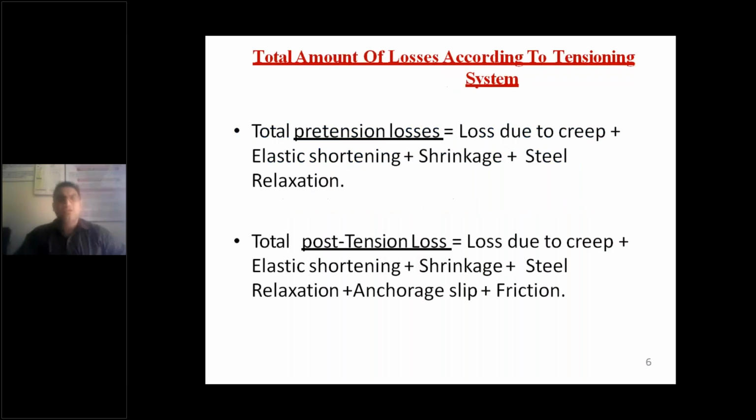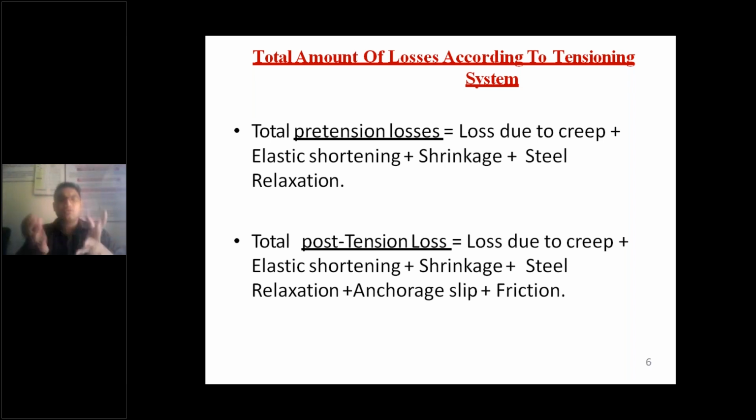So here, the total amount of losses depends on the prestressing system. First let me show you the pre-tension losses. What are the pre-tension losses? The loss due to creep, loss due to shrinkage, loss due to elastic shortening, and loss due to relaxation. Why? Because anchorage slip and friction loss are negligible in pre-tension, isn't it?